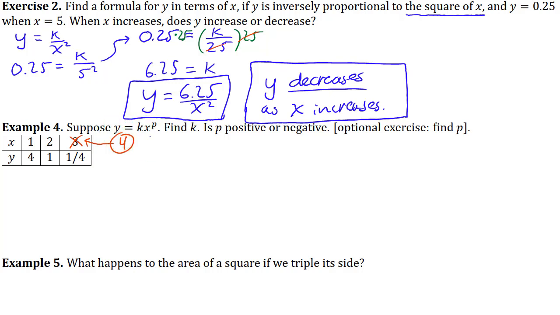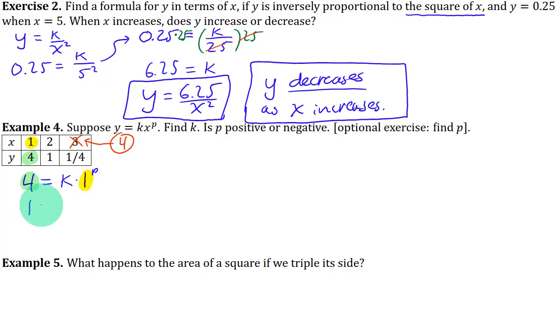All right, so what we can do is to find k, just like before, you could plug in values of x and y that we have from the table. So I'm going to look at the first one. I'm going to take 4 for y, and that's got to be equal to k times x, which is 1 here, to the power p. And this is actually a good way to do it. We could have also done it with other points.